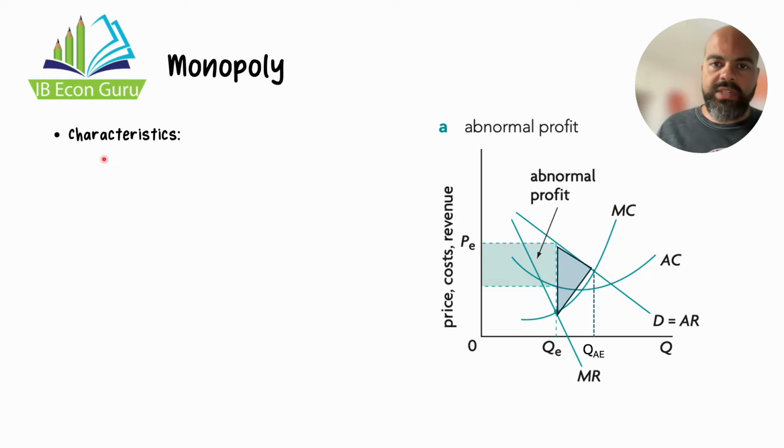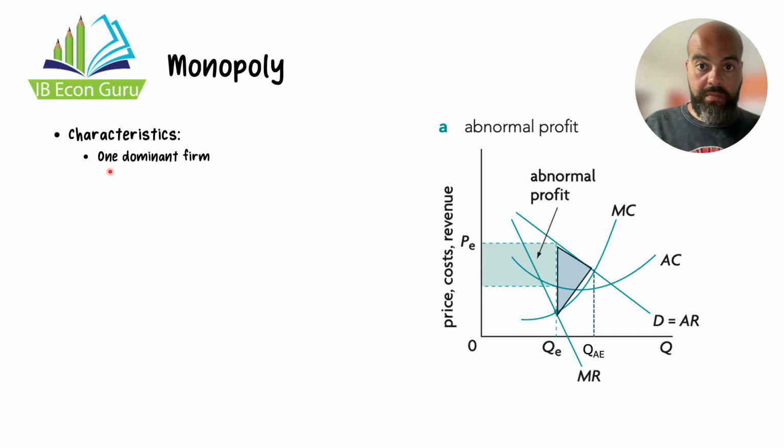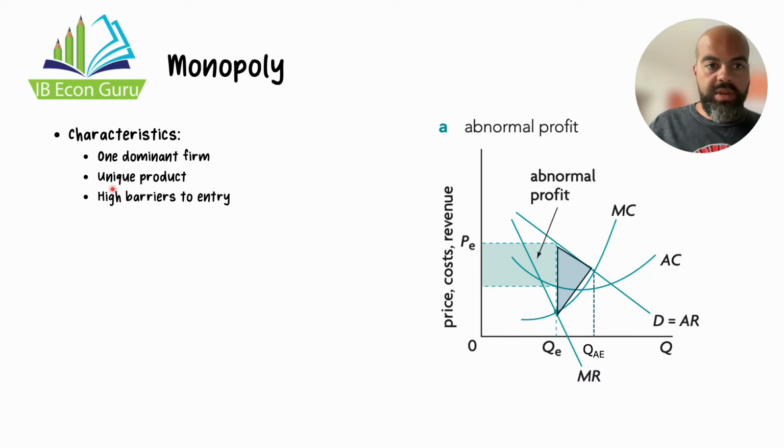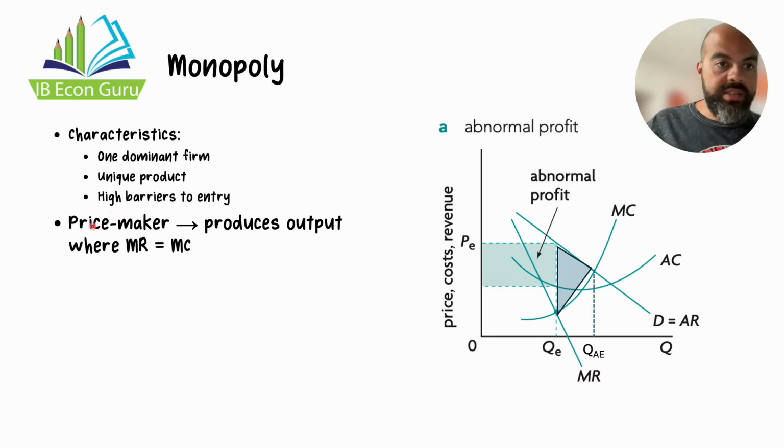All right, let's talk about monopoly. What are the characteristics of the monopoly market structure? Number one, there's one dominant firm. Number two, this firm produces a unique product. There are no close substitutes. Number three, there are very high barriers to entry. So because it's one dominant firm, it is a price maker.